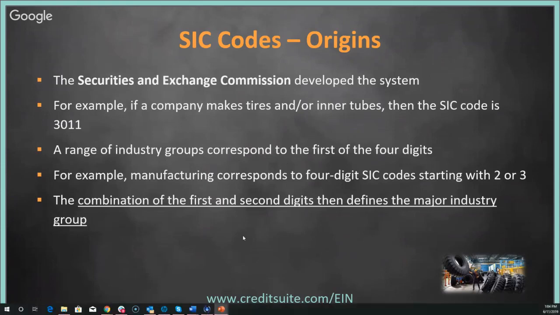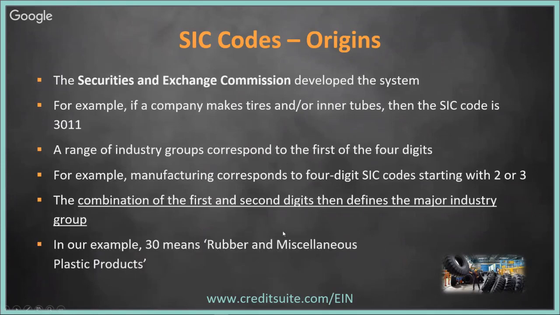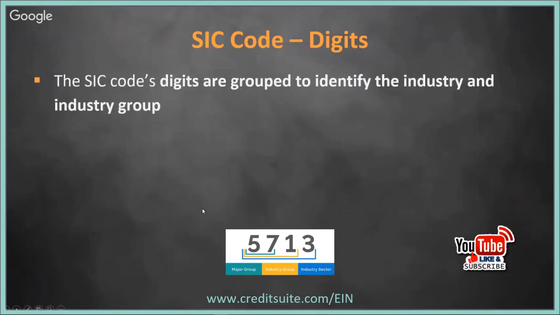So same thing here. The combination of the first and second digits then defines the major industry group that the actual business is in. So in our example, we have 3011 for a tire company. Well, 30 means rubber and miscellaneous products. So that 30 indicates the overall major industry group that industry is in.